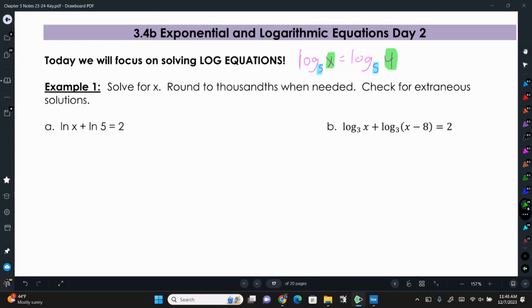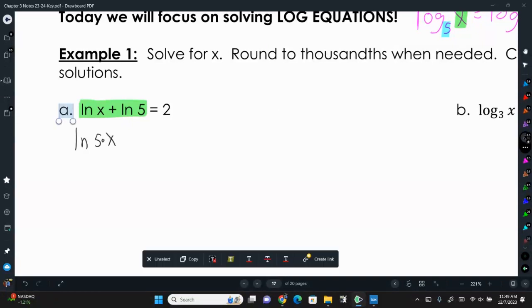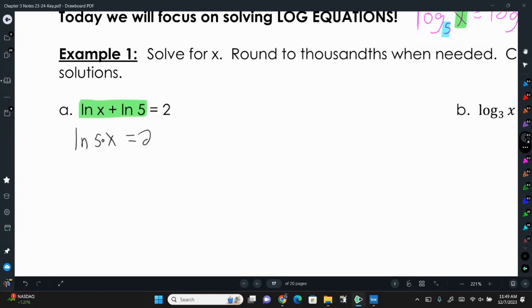And then we also want to make sure that we remember that the log with no number written there is an invisible 10, and that the ln is the natural log with base e. So for example 1, we have the natural log of x plus the natural log of 5 equals 2. Well, we know from our rules of logs that we can condense those and rewrite this as log base e, or ln, of 5 times x, because I'm making it into one log, and that equals 2.